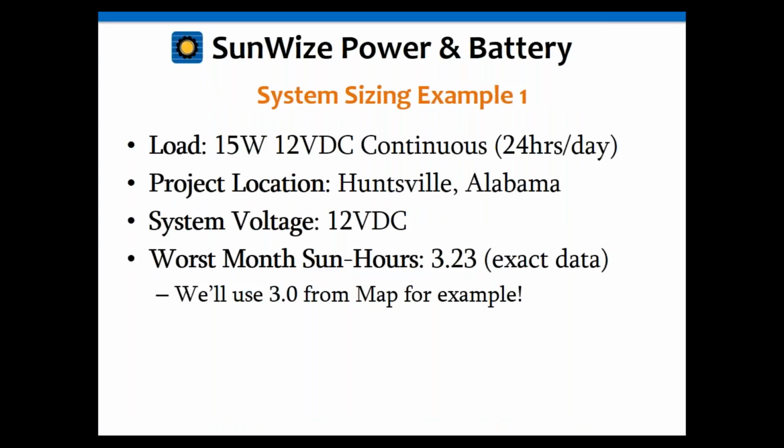So let's go ahead now and go through a couple of examples. This one's going to be really simple. The load is going to be 15 watts at 12 volts. It's going to be continuous, 24 hours a day. Location is going to be Huntsville, Alabama, and system voltage is going to be 12 volts because that's what our load is. If we use NREL or some other source, we can find that the exact worst case sun hours a day for that location is going to be 3.23. But because we're going to use the map, we're going to go ahead and be conservative and use just 3 from the map, just for sake of discussion here.